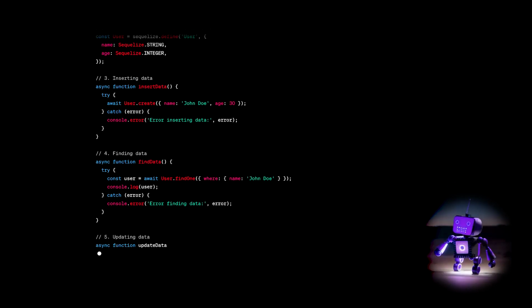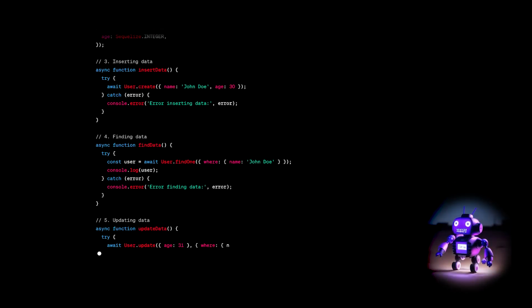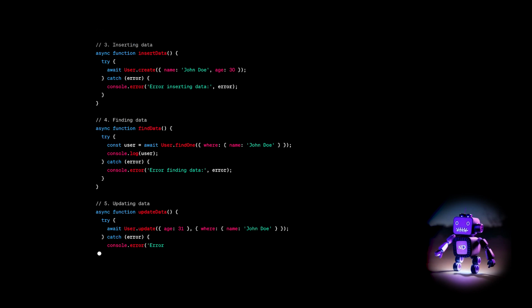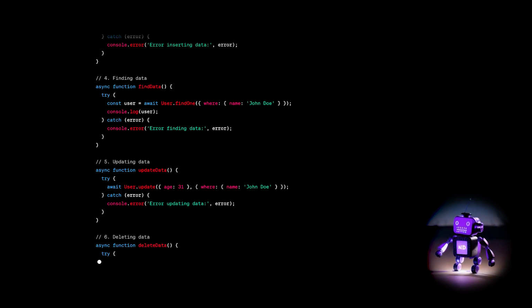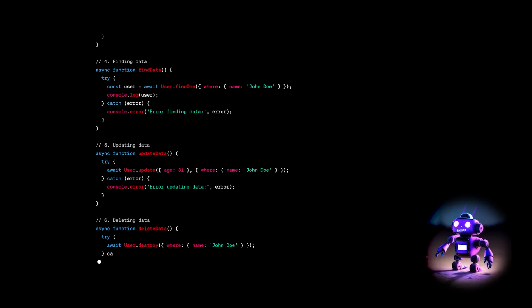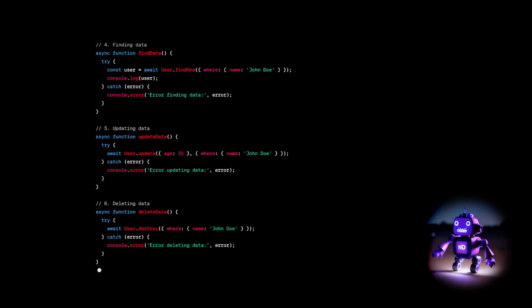Updating data is handled in the update data function. We use the update method on the user model, specifying what data to update and the condition for which records to update. The delete data function illustrates deleting records. We use the destroy method and provide a condition to determine which records to remove.